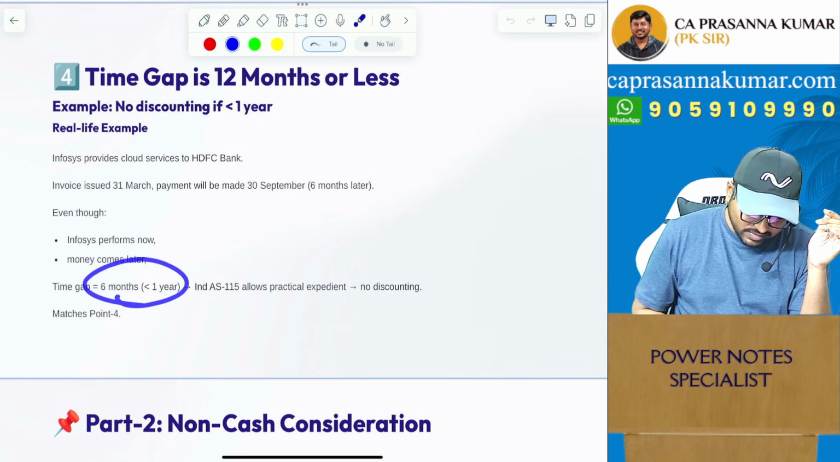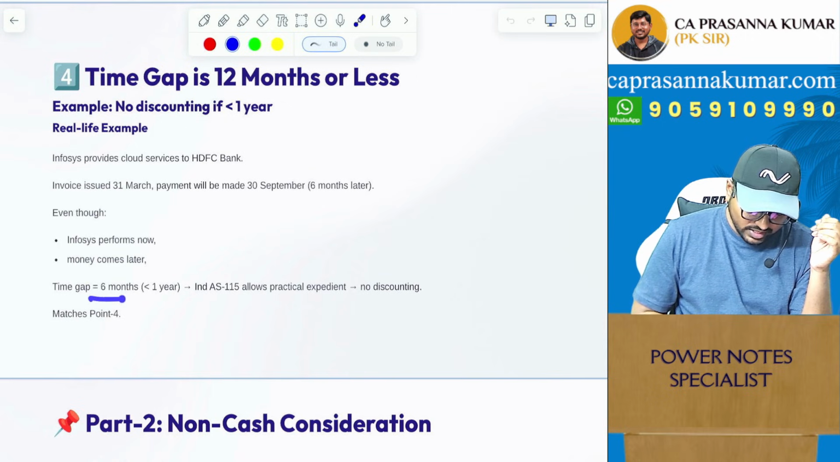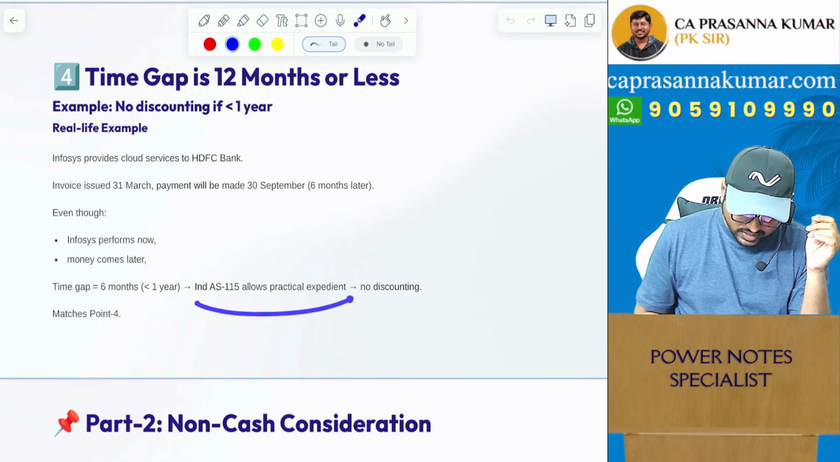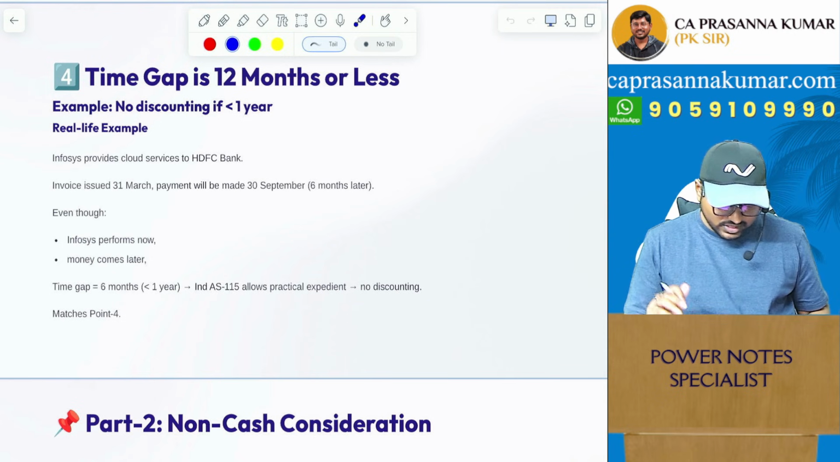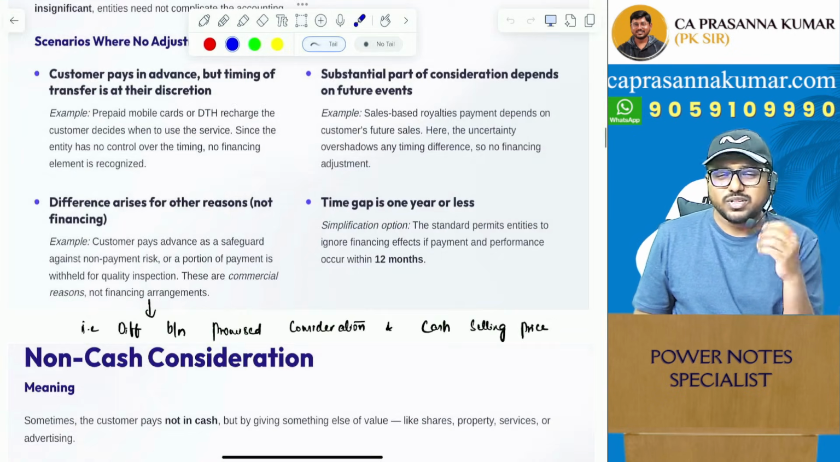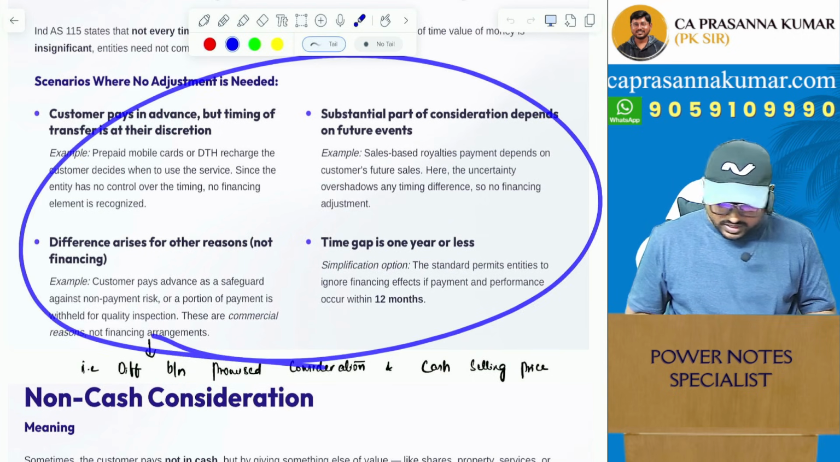The time gap is less than 12 months. It is 6 months, which is less than 1 year. Ind AS 115 allows practical expedient, and as a result, no need of discounting, which means do not talk about or think about the financing component. That's all. Simple. So the 4 reasons are pretty simple to remember, Nana.